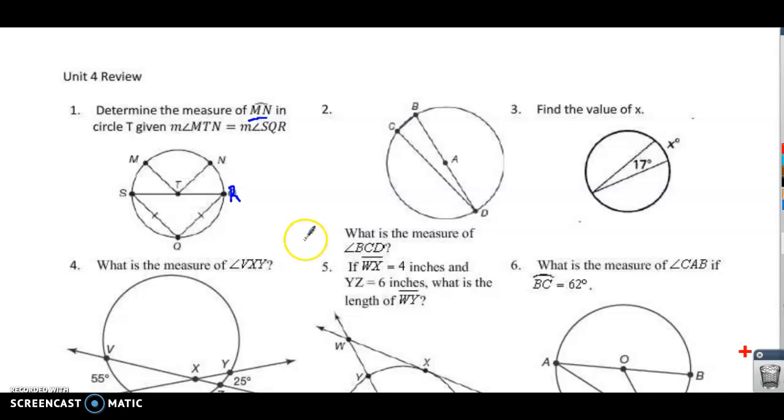Alright, welcome to Unit 4 test review. Let's start with number 1. Determine the measure of arc MN. In circle T, given the measure of angle MTN is equal to the measure of angle SQR. And I made that correction here.